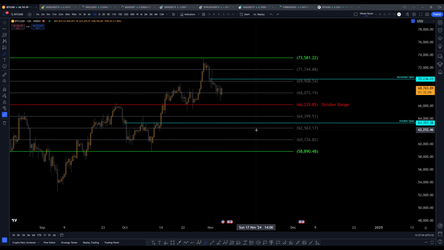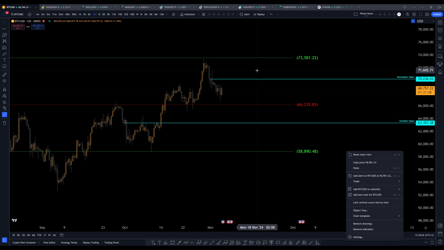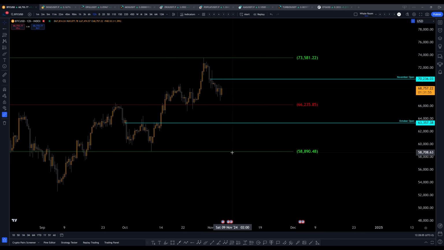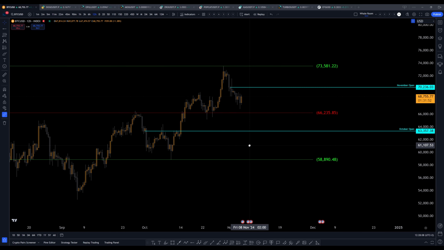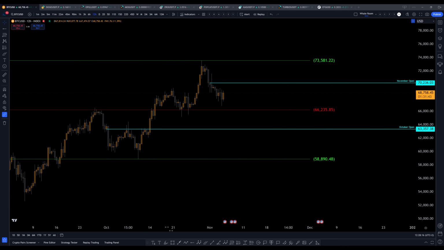Now, if these lines are too busy, right, change the template and go to Gangster Fib 2. And what do you have? The high, the mid, the low, and the openings. Now you have a nice clean chart, and you say, most likely I'm targeting the 50% of the monthly range. And look at how the price action is confirming that: it was resistance, resistance, support, support, support, and possibly another support. Okay, so this is what you're going to watch out for the next couple hours, right?